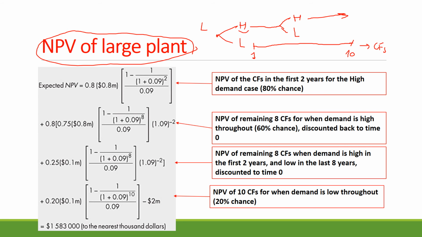For the high demand case, it's a bit more complicated. For year 1 and year 2, we have high demand for the first branch, for both the branches, but from year 3 to year 10, for this branch, we have high demand. But for this branch, we have low demand. Right? So our cash flows is a bit complicated here. So let's analyze the cash flows.